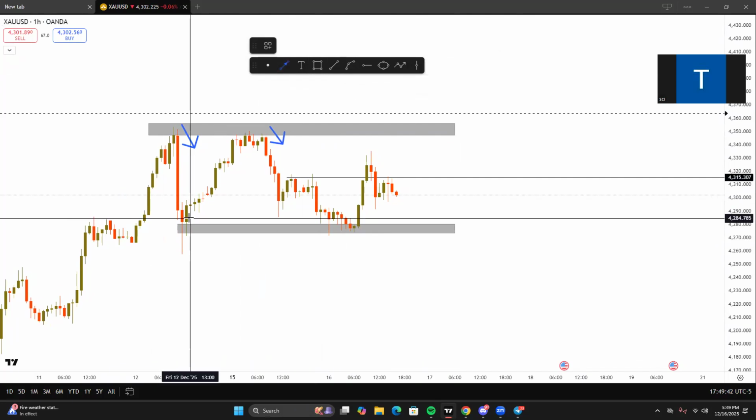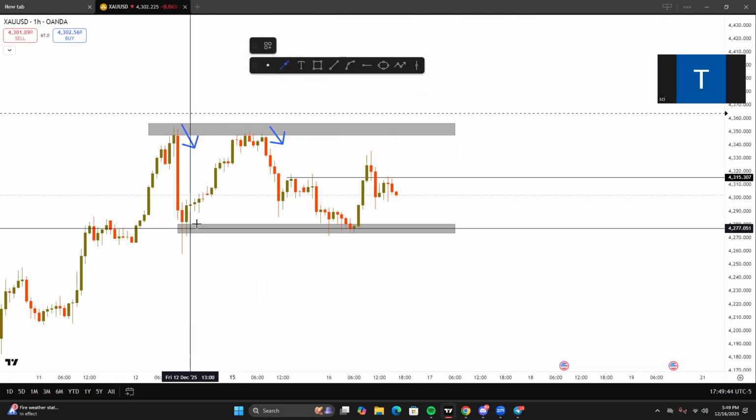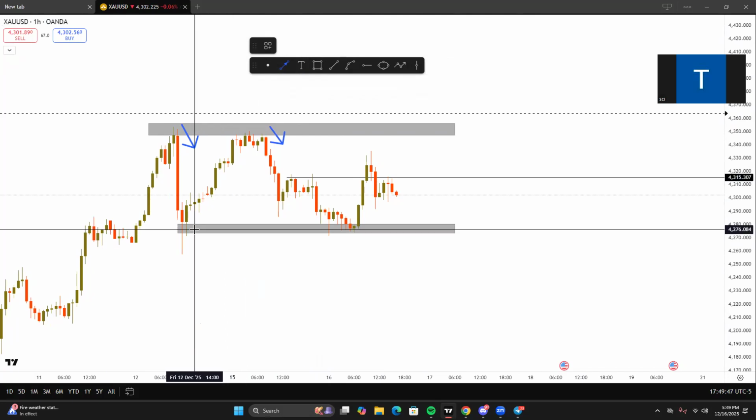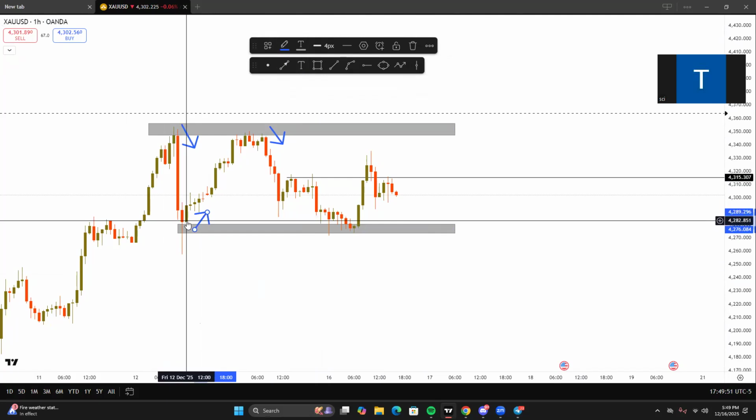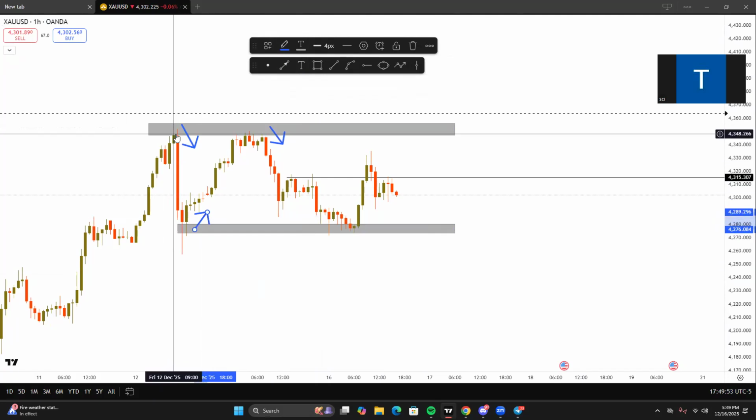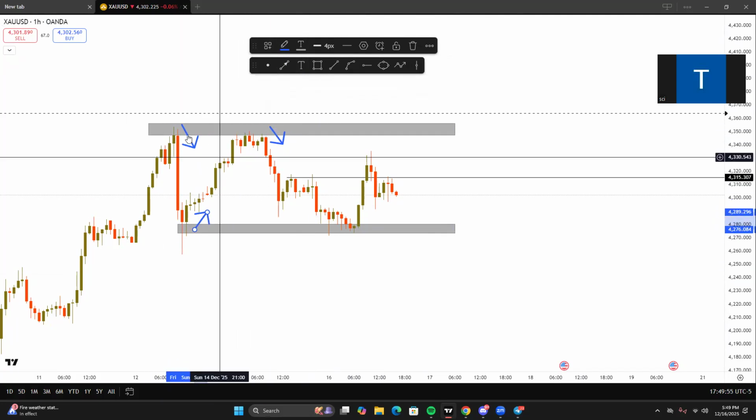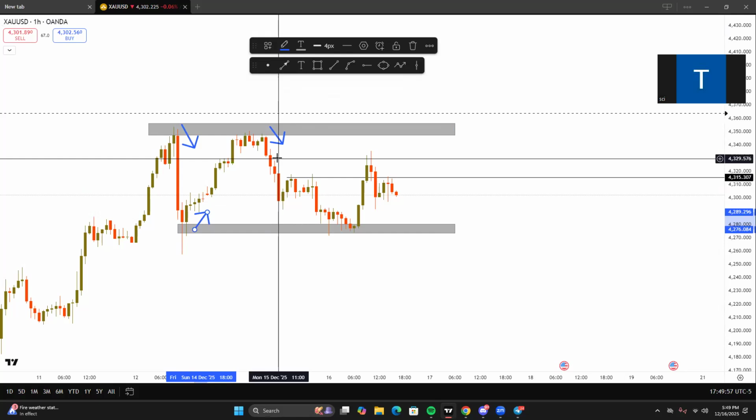But this is only a meaning, right? And it doesn't have to be a perfect box, as long as you understand that there's buyers here and there's sellers here. In between this level, price is trying to find which direction.